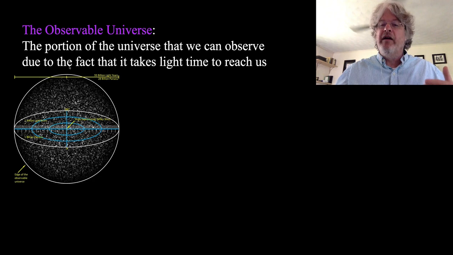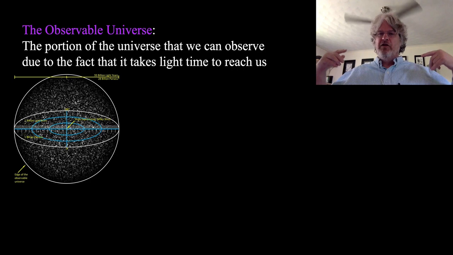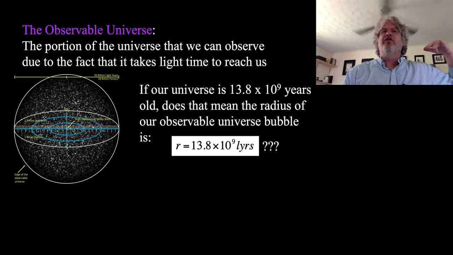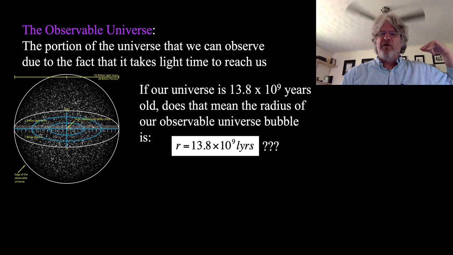And you say, okay, well, the universe is 13.8 billion years old. That means the radius of our observable bubble should be 13.8 billion light years, right? The universe is 13.8 billion years old. So the light that's just reaching us here from the edge of the universe, or 13.8 billion light years away, should just be reaching us.